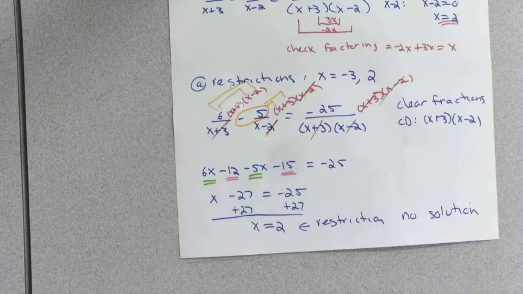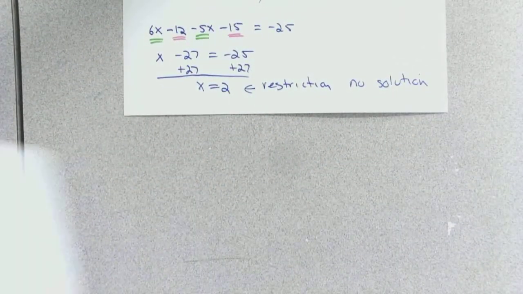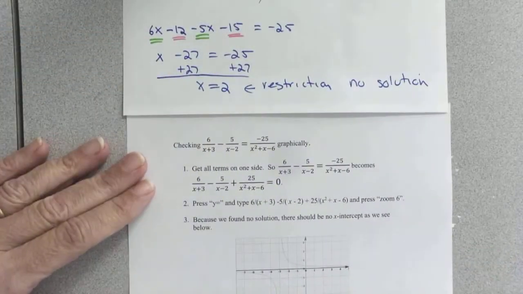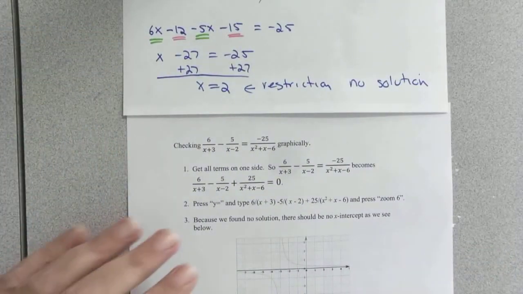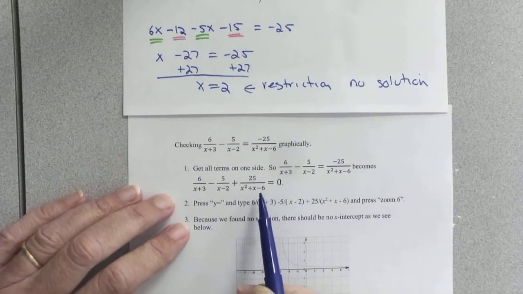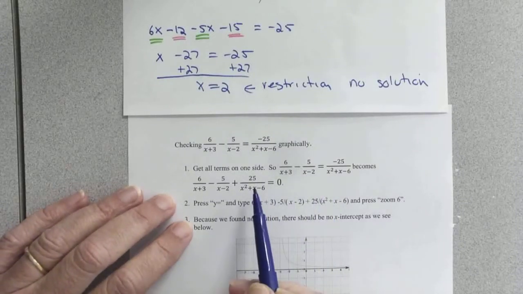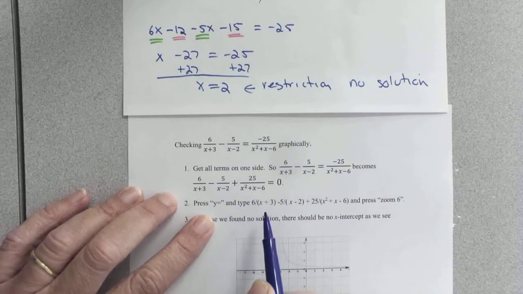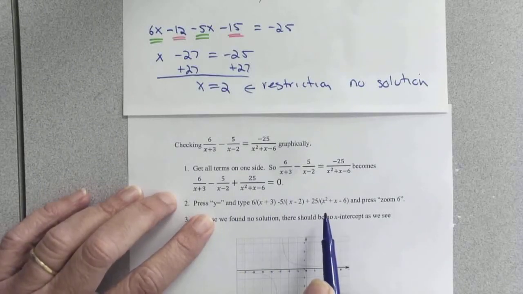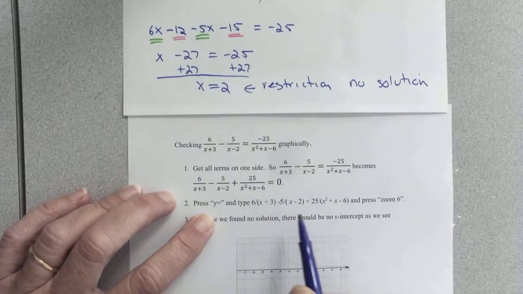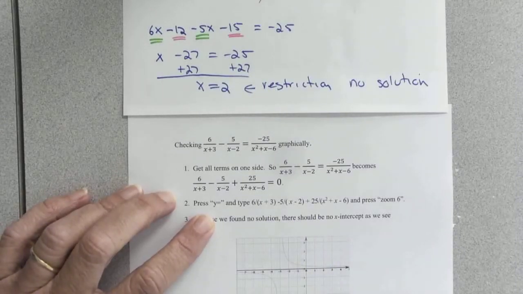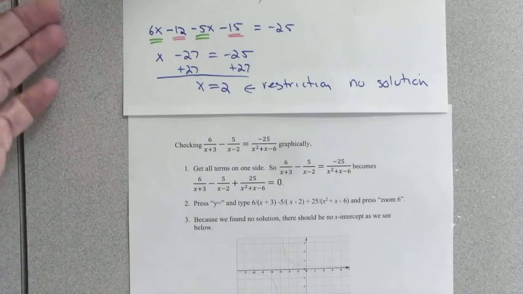We're going to check it. It's a really bad graph as I look at this, so I'll highlight the graph when we actually bring up the next page. But we can still check it the same way that we've checked the other guys. So checking this graphically, it's doing the same thing, pulling everything over to the other side. Notice I don't have to worry about my factoring, just pull it over to one side, press my y equals key, and type everything in using careful parentheses. Those entire denominators need to go in parentheses, then press zoom 6.